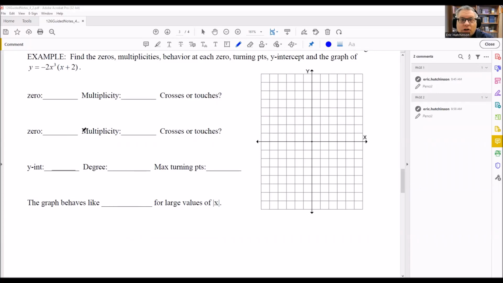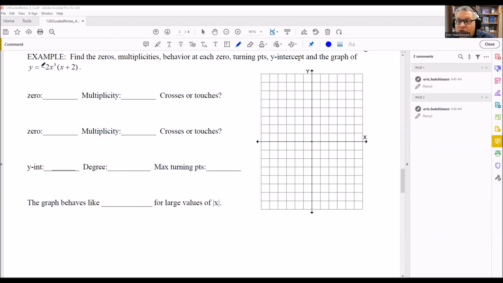For this graph, we're going to fill in the information and use all that information to graph. We have negative 2x cubed times x plus 2. First thing we're going to find is the zeros. So we have the correct number of blanks provided here to find the zeros.